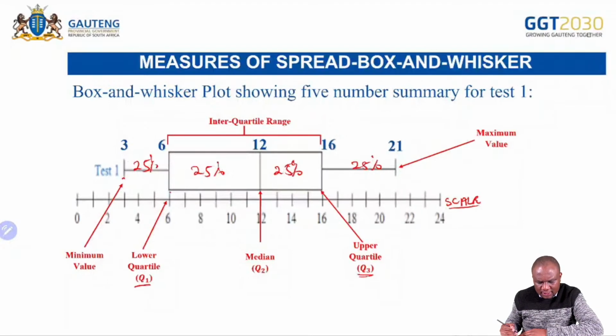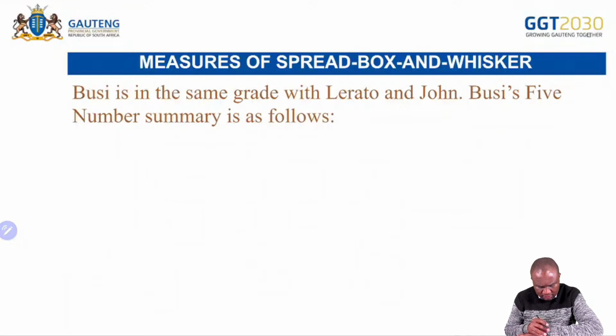Welcome back, class. Right, now let's look at this situation here. Busi is in the same grade with Lerato and John. Busi's 5-number summary is as follows. So now here we have the 5-number summary. Okay, we're not going to calculate it. I just want us to sketch the box and whisker. Okay, and then after sketching the box and whisker, we'll just take a short break and then come back and copy our homework, then we'll be done.